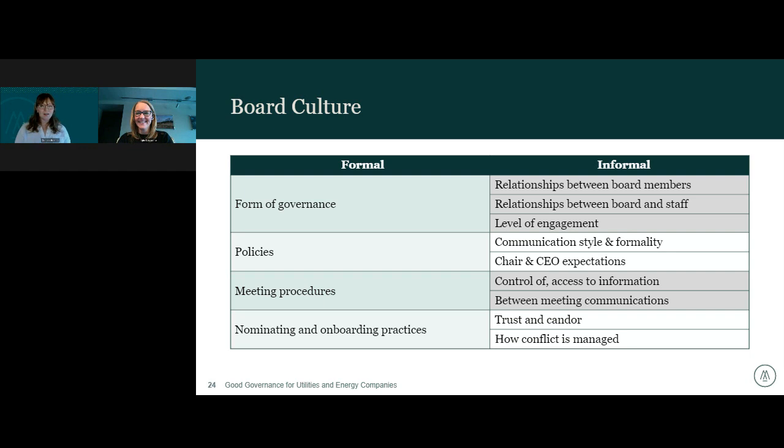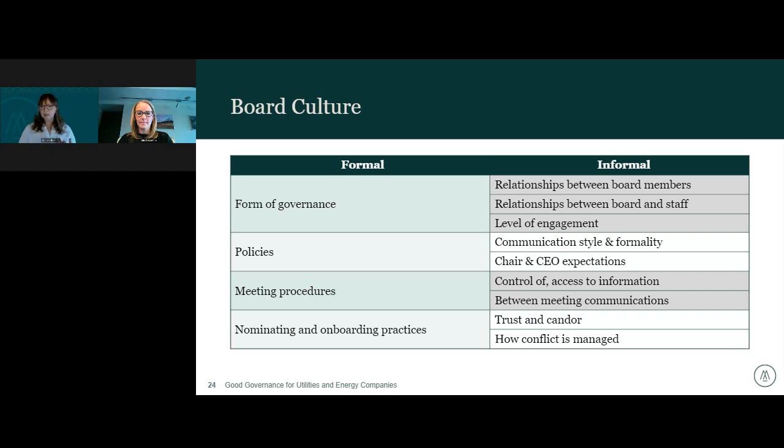We mentioned a lot around our policies and procedures, right? Setting up what our communication style is, how formal we will be, how we will talk with each other and talk with our CEO and staff, and what the expectations for communication are can all be set forth in your policies and procedures. What can also be established there is how much information board members have. Do they get information?